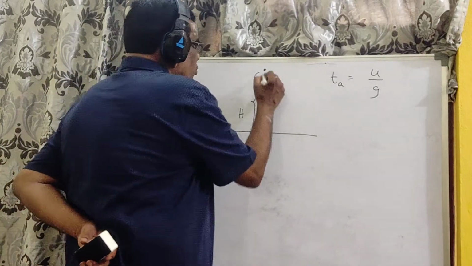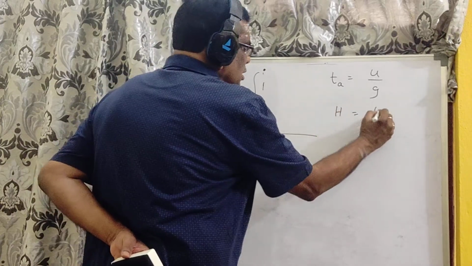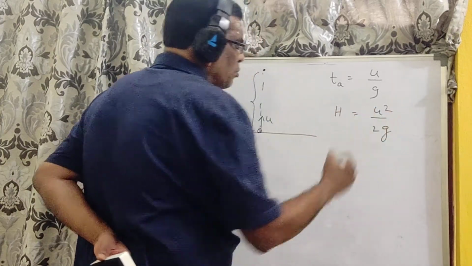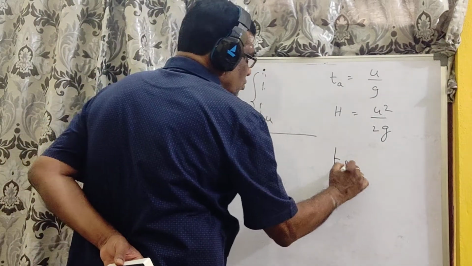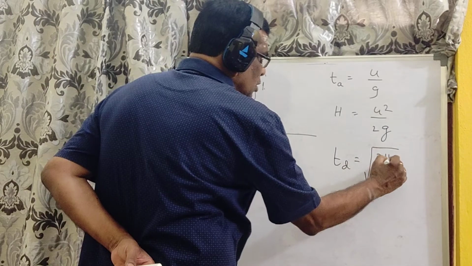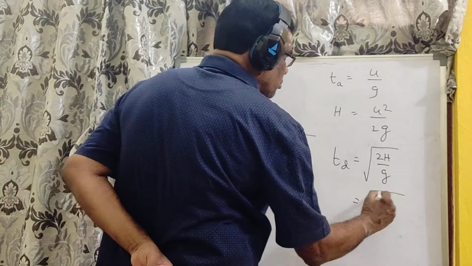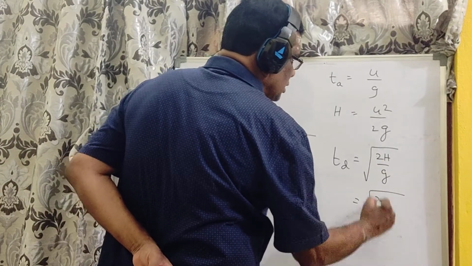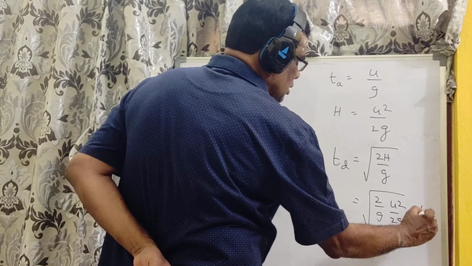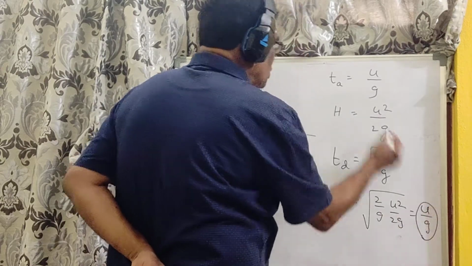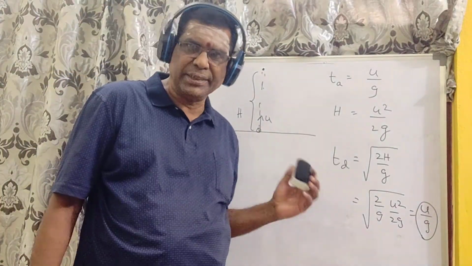And now what about if this body goes up and then comes down? So you know that h is equal to u square by 2g. And if this body starts its descent, what is the time of descent? Under root 2h by g. But if I substitute this h, 2 by g into h means u square by 2g. This is equal to u by g. So time of ascent is equal to time of descent in this case.